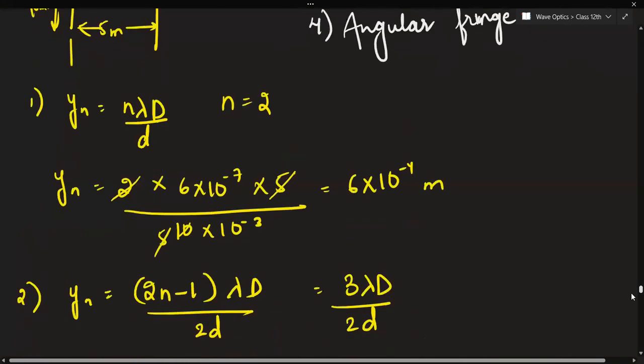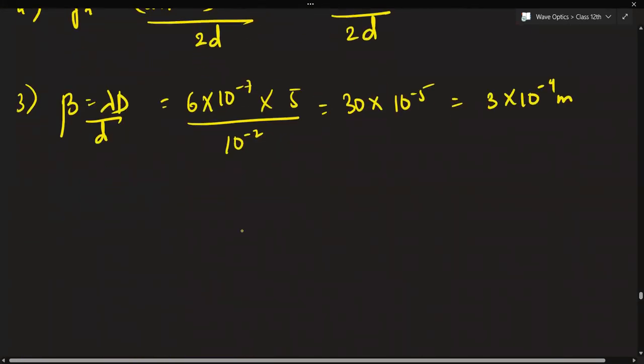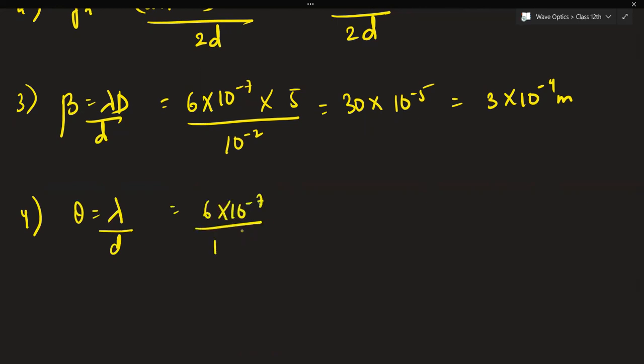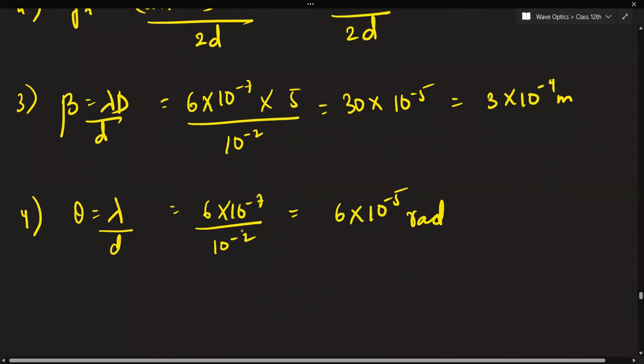Last part says angular fringe width. See, angular fringe width theta is lambda by small d, which we can use. Lambda is 6 into 10 to the power minus 7. Small d is 10 to the power minus 2. This will be 6 into 10 to the power minus 5. Units will be radians.